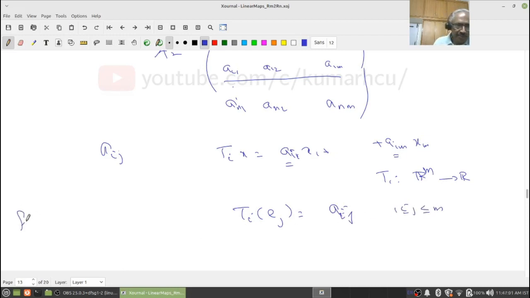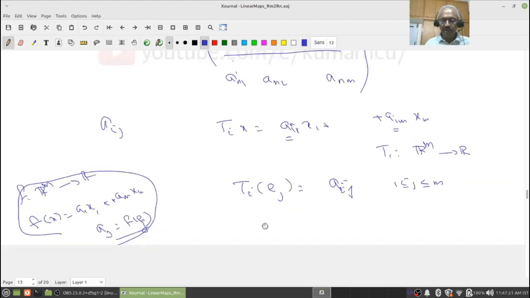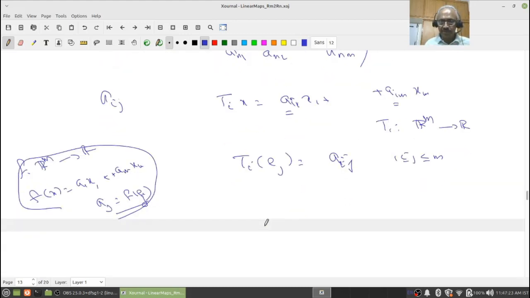right? Remember, if f is from Rm to R, if I write f of x equal to a1 x1 plus ... am xm, and what is my aj? aj is nothing other than f of ej. You understand? So this jth coefficient is given by T of ej. Are you sure you follow that?